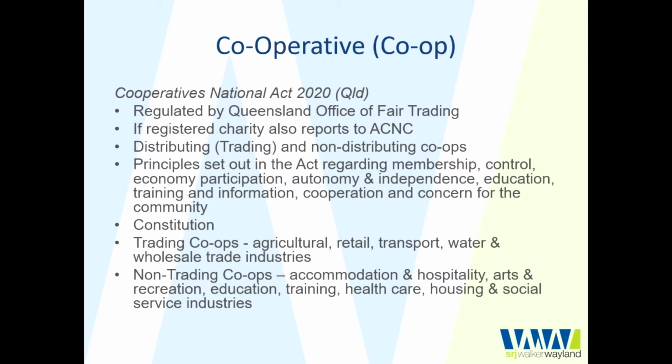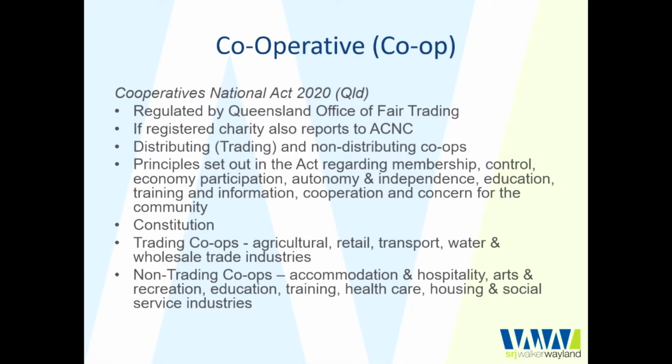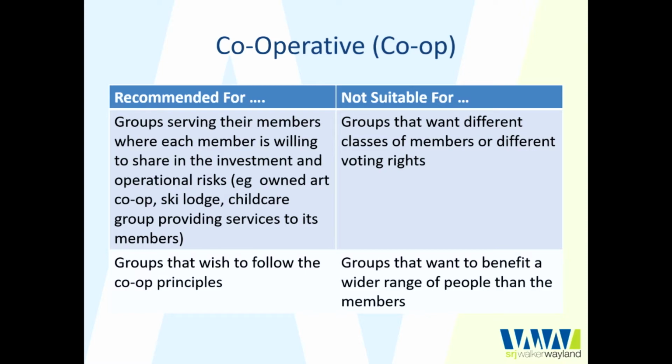So generally speaking, a trading co-op tends to operate in the agricultural, retail, transport, water and wholesale trade industries. And non-trading co-ops exist in the accommodation and hospitality, arts and recreation, education, training, healthcare, housing and social services industries.